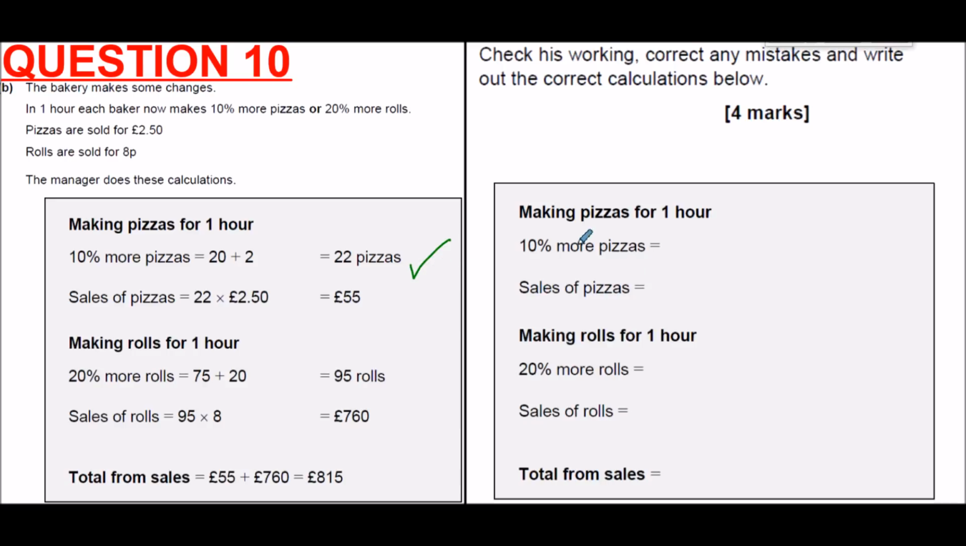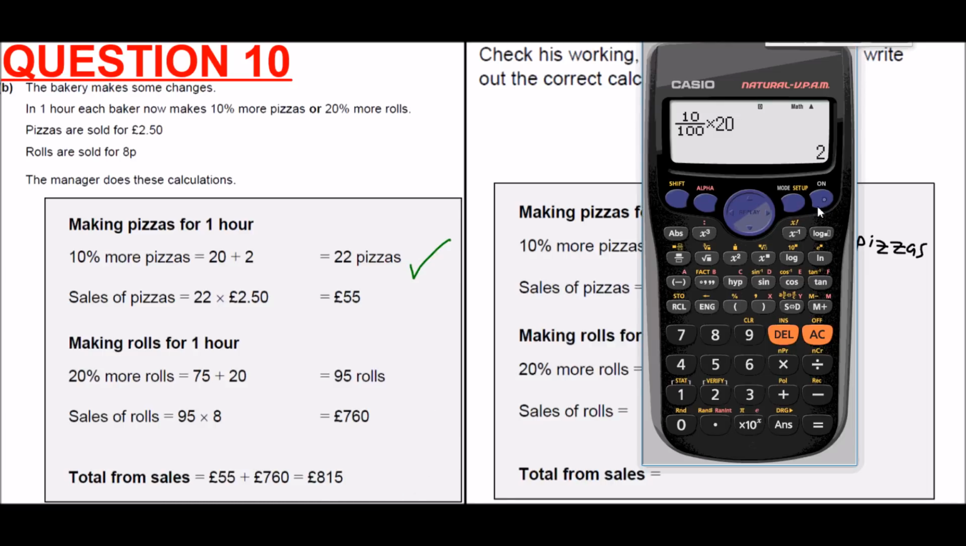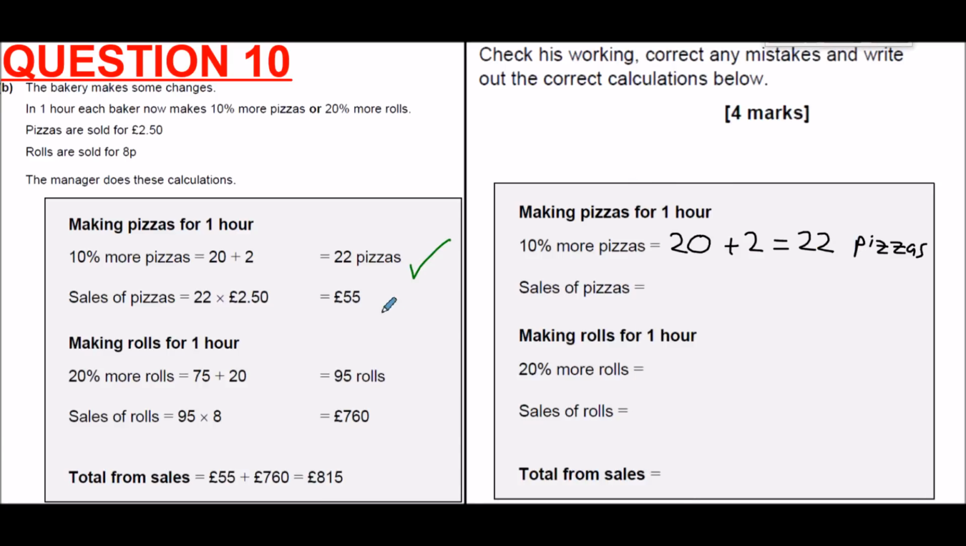And so 10% more pizzas, we agree with him. So 20 plus 2 equals 22 pizzas. There's no problem with what's been put down there. The next one, sales of pizzas. 22 multiplied by £2.50. Let's see if he's got that calculation correct. 22 multiplied by £2.50 equals 55. So that also is okay. So we can confirm that that calculation is okay as well.